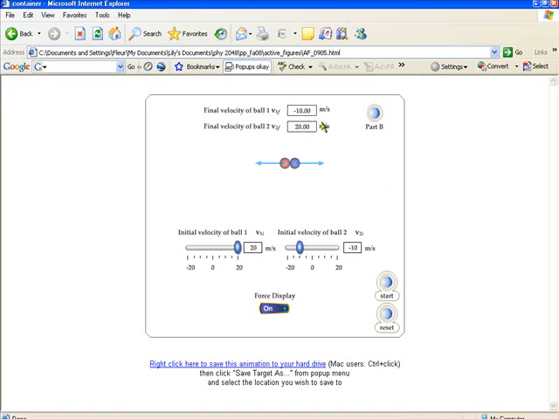In this case, again, we see that there is almost an interchange between the velocities. And by the way, we're assuming that both balls have the same mass.